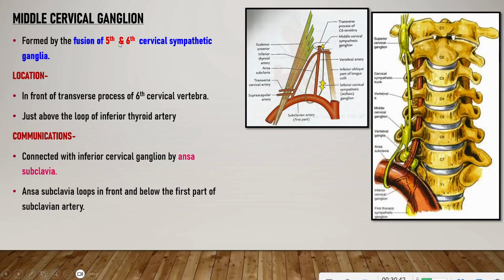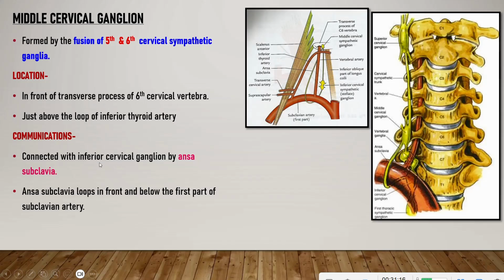Then the middle cervical ganglion. As you know, the middle cervical ganglion is formed by fusion of the fifth and sixth cervical sympathetic ganglia, and it is located in front of the transverse process of the sixth cervical vertebra, just above the loop of the inferior thyroid artery. So you can see here, this is the middle cervical ganglion, this is the inferior thyroid artery, so here is the loop. Okay, what was the location of the superior cervical ganglion? It was in front of the second and third cervical vertebra.